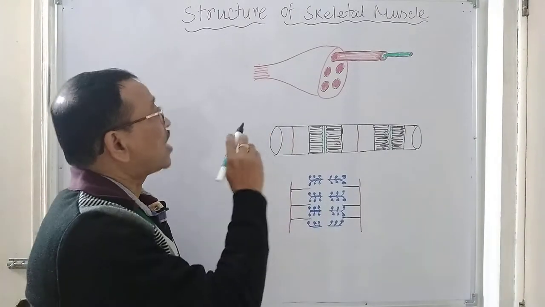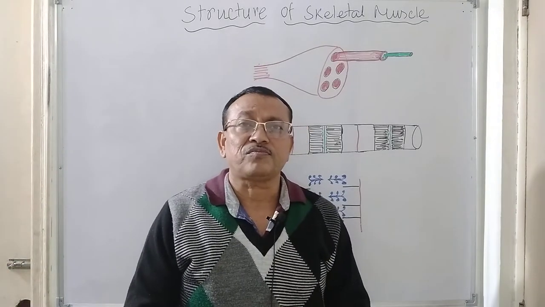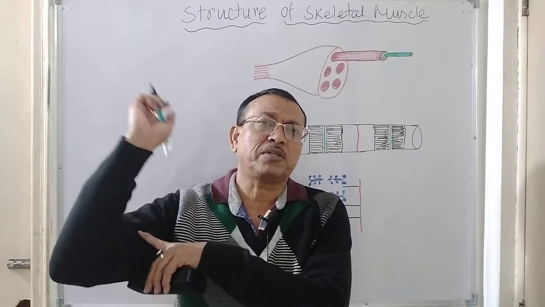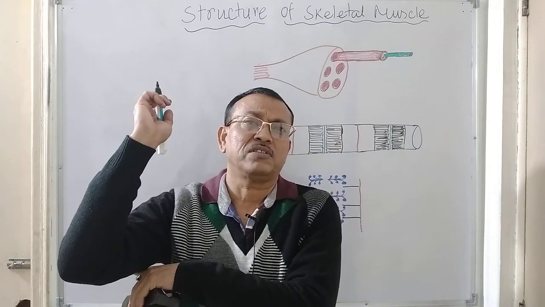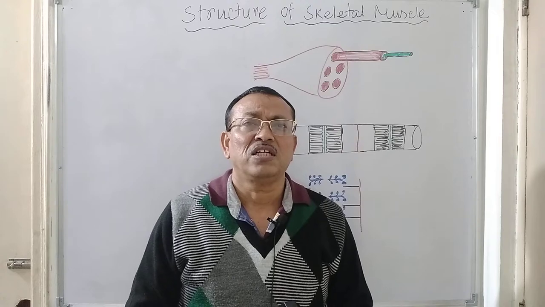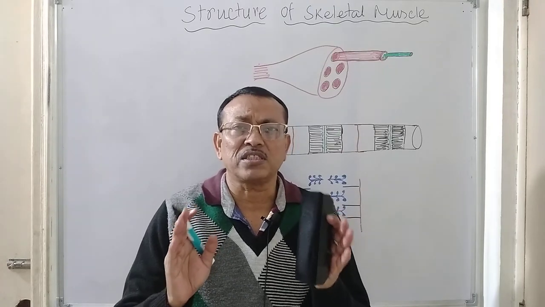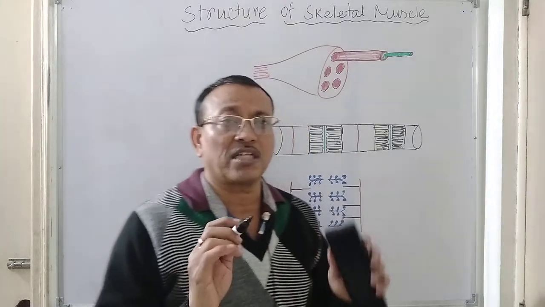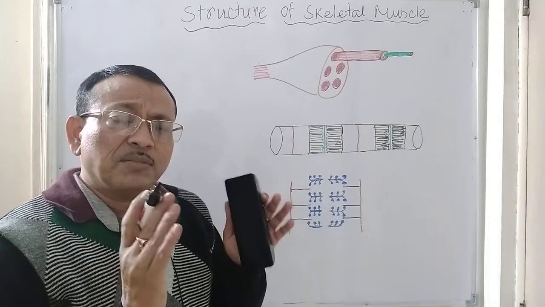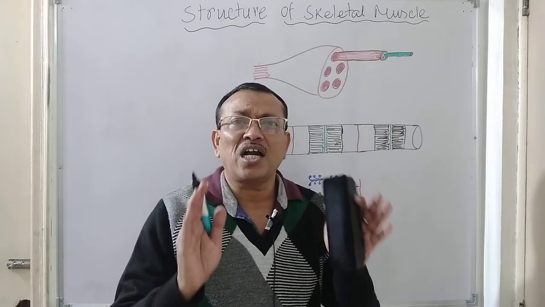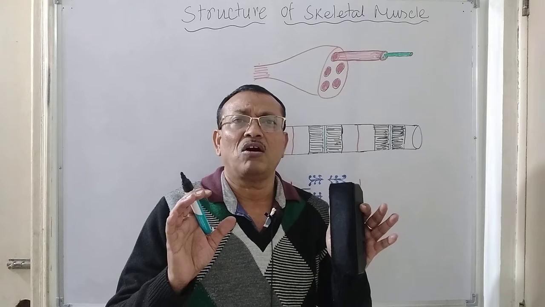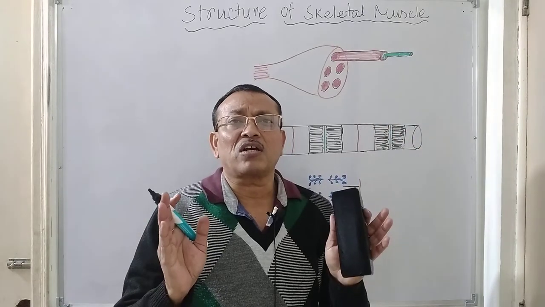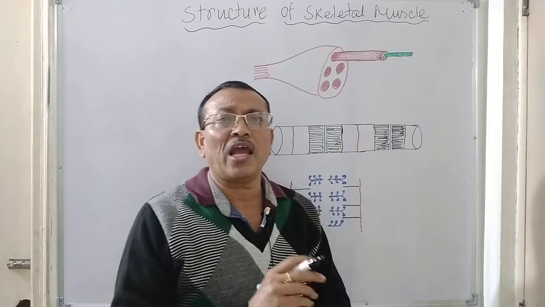So regarding the structure of the skeletal muscle. Whatever skeletal muscle we see, for example the biceps muscle, triceps muscle, quadriceps muscle, these are examples of muscle mass. Whatever muscles we see in our body, that is basically the muscle mass. This muscle mass contains a large number of muscle bundles, which are known as muscle fasciculi, that are covered by a connective tissue sheath known as epimysium.